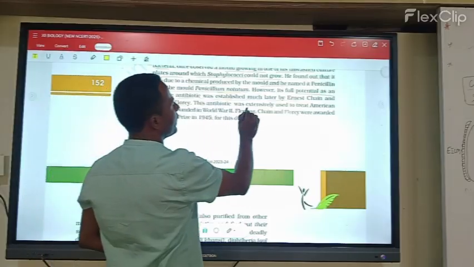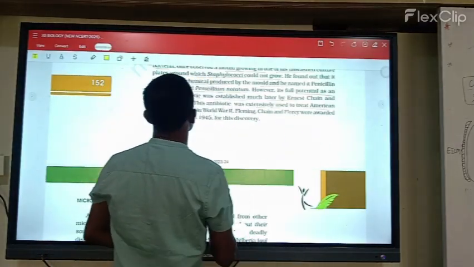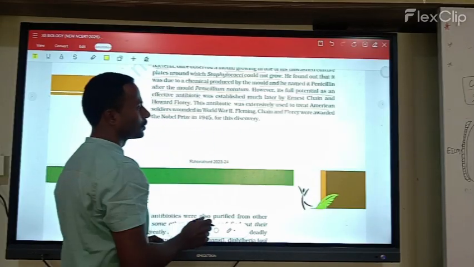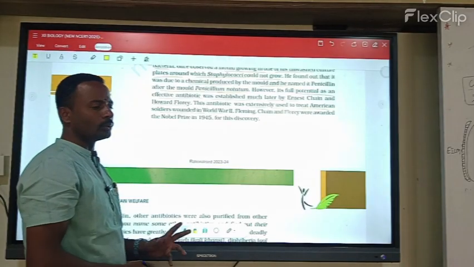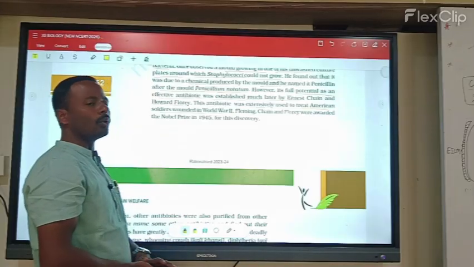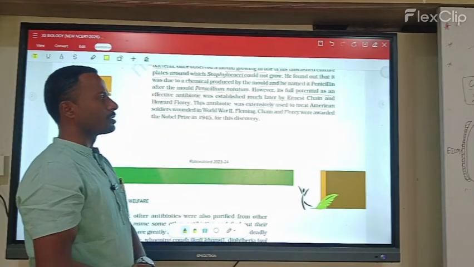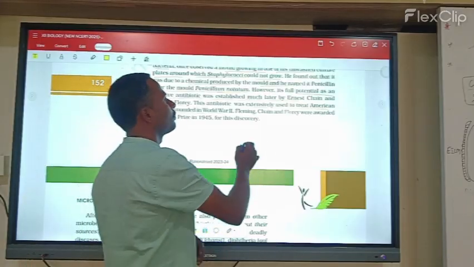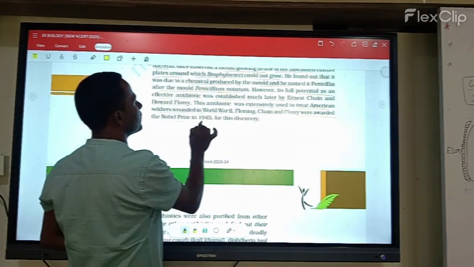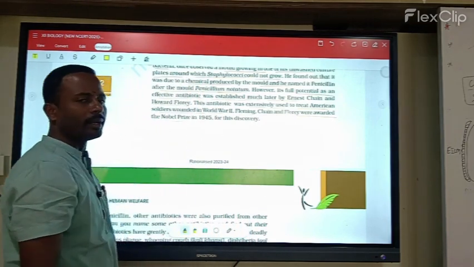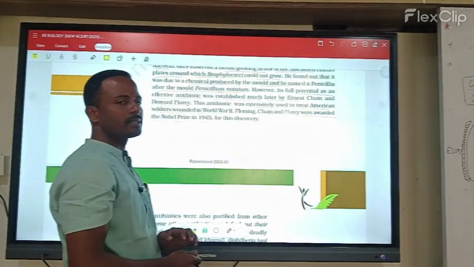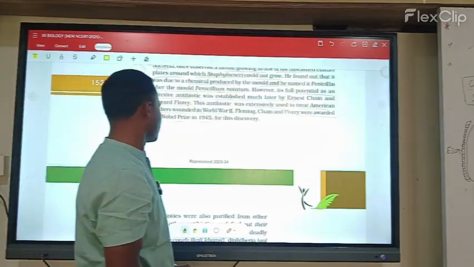Next, the antibiotic was extensively used to treat American soldiers wounded in World War II. At that time, a large number of soldiers were wounded, so this was the first time the antibiotic was used. Fleming, Chain, and Florey were awarded the Nobel Prize in 1945 for this discovery.